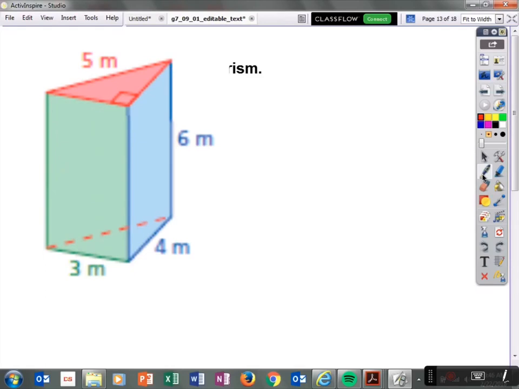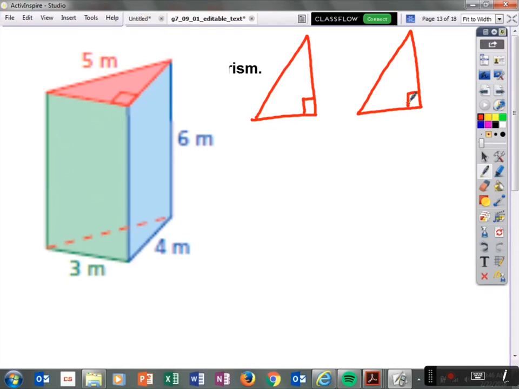What shapes are our bases? Triangles. So I'm going to draw my 2 triangles. And they're right triangles, aren't they? I know that because they have a right angle. And remember, the length and width come from the right angle. Do we use the diagonal as a length or width? No, not for the triangle.